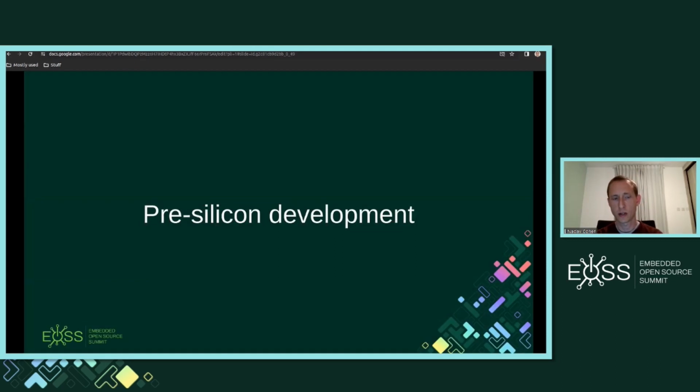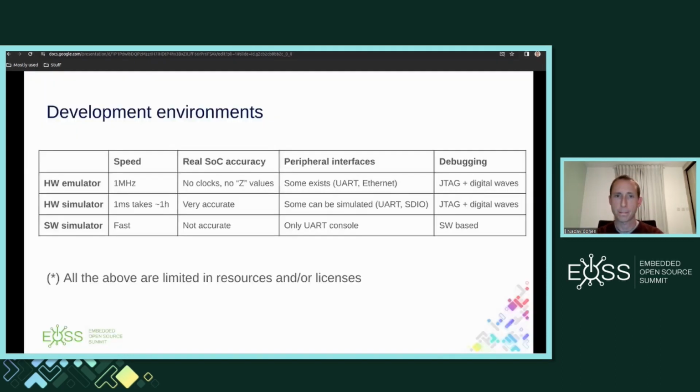Okay, let's talk about the pre-silicon development phase. The pre-silicon development phase is very challenging. The hardware is not there for you to develop your software. The hardware itself is also under development, so when something is not working as expected, the issue can be either in hardware or software. In the pre-silicon development stage, we had several development environments to work with.